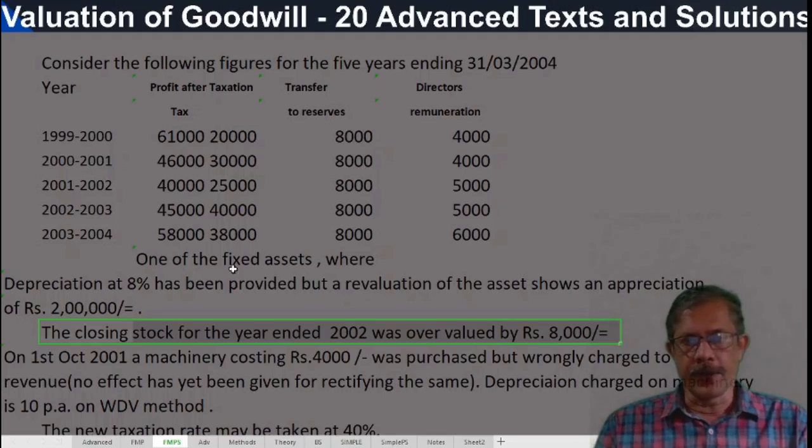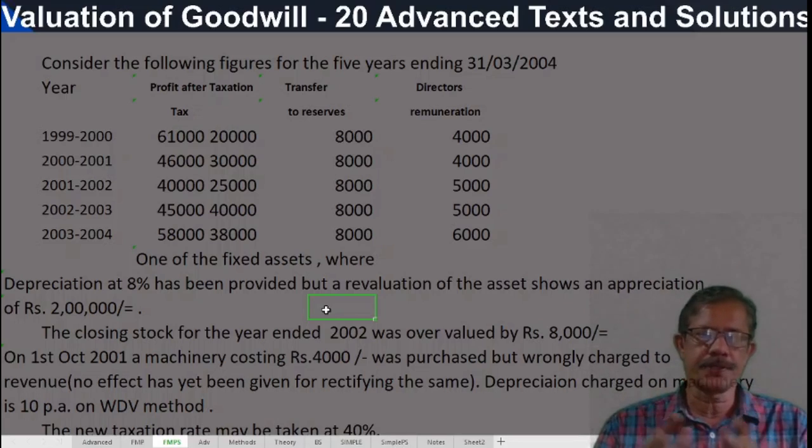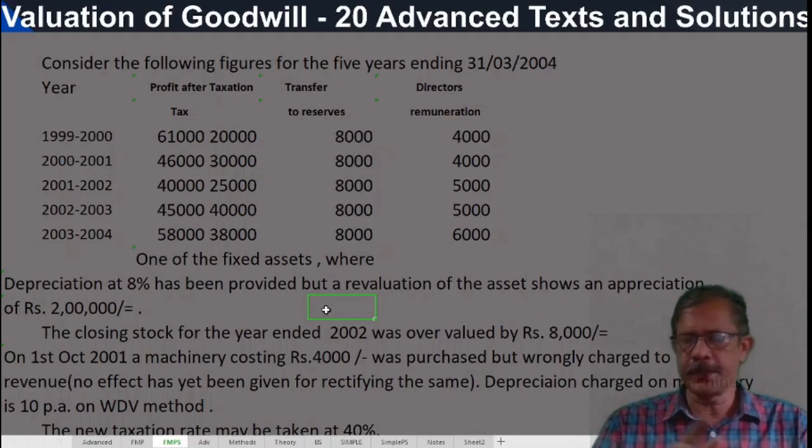Here, one of the fixed assets where depreciation at 8% has been provided shows an appreciation of 2 lakhs. This is a fixed asset. Appreciation in the value of a fixed asset is a part of capital reserve. Nothing to do with the profit and loss account. That means profit on revaluation of a fixed asset is a capital item, and while calculating future maintainable profit, this profit should not be considered. But when this profit is to be considered, that will be studied later.